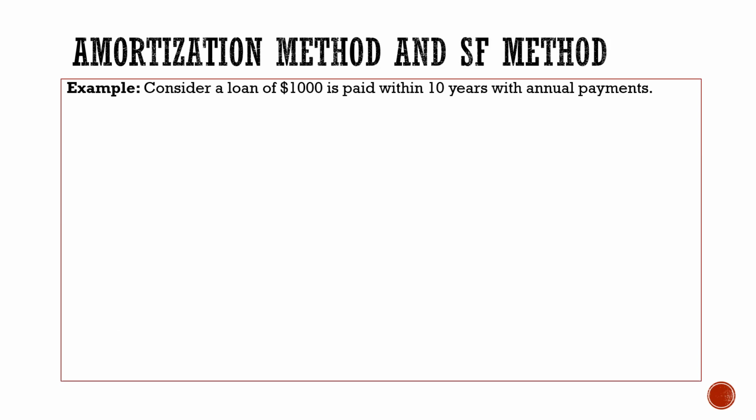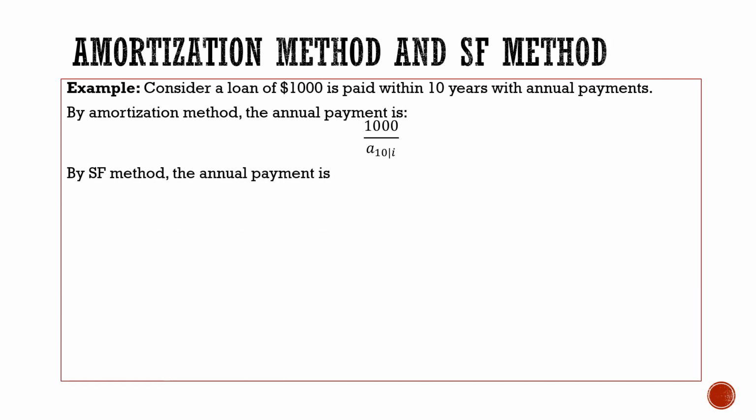Let's consider this example. Consider a loan of $1,000 paid within 10 years with annual payments. By the amortization method, the annual payment is 1,000 divided by a angle 10 at rate i. By the SF method, the annual payment consists of two portions. 1,000 i is the interest paid to the lender annually, and 1,000 over s angle 10 at rate i is the SF deposit made annually.